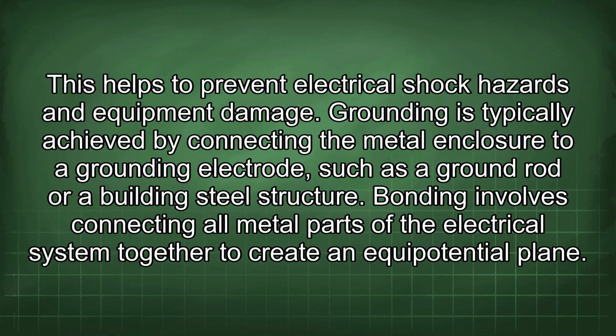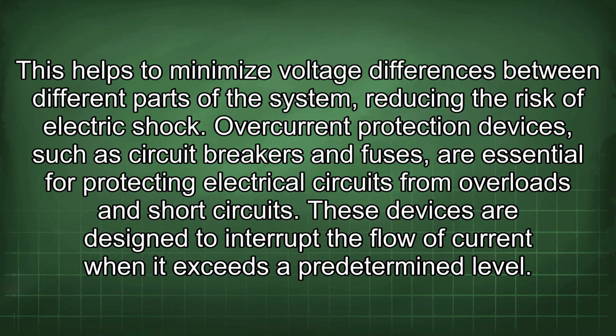Bonding involves connecting all metal parts of the electrical system together to create an equipotential plane. This helps to minimize voltage differences between different parts of the system, reducing the risk of electric shock. Overcurrent protection devices, such as circuit breakers and fuses, are essential for protecting electrical circuits from overloads and short circuits. These devices are designed to interrupt the flow of current when it exceeds a predetermined level.